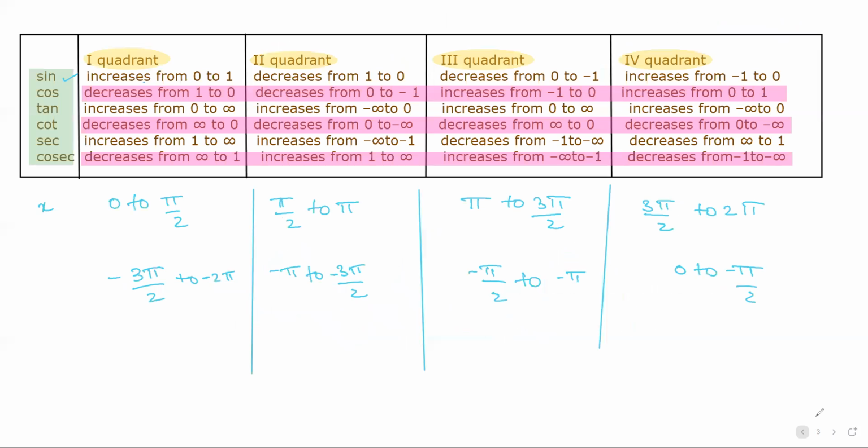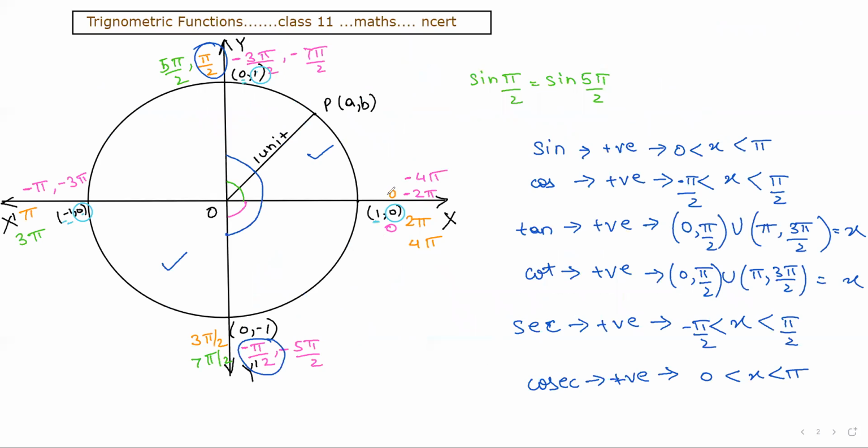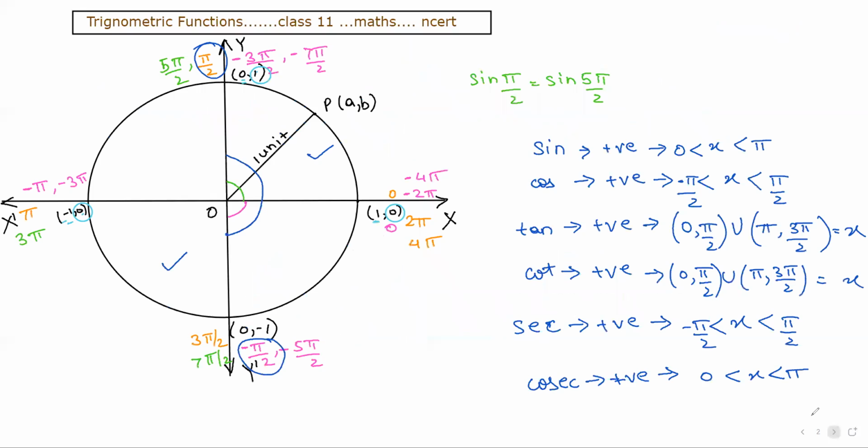Let's see for tan and cot. Now we know that tan x is equals to sin x upon cos x. Okay, so let's derive the values. At x is equals to 0, pi by 2, pi, 3 pi by 2, and 2 pi. What are the values of tan for these angles, quadrantal angles?